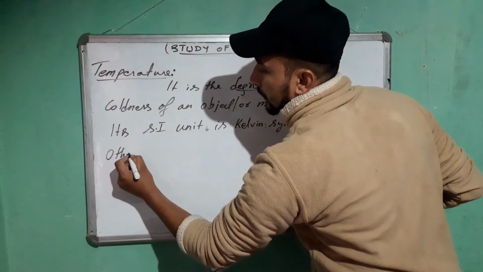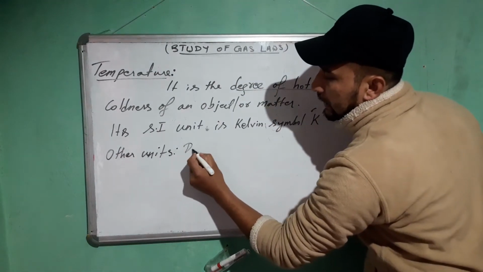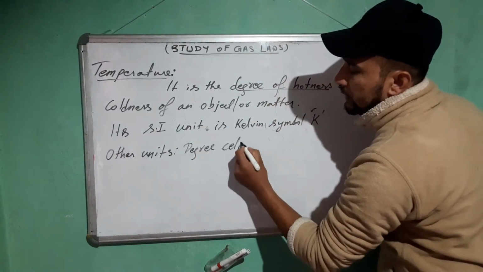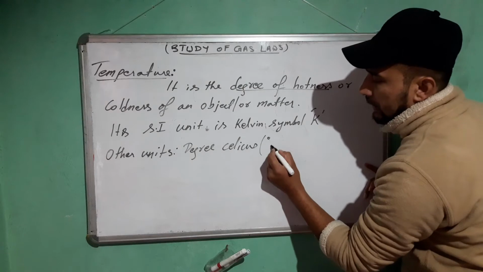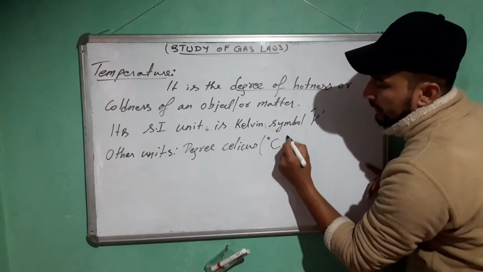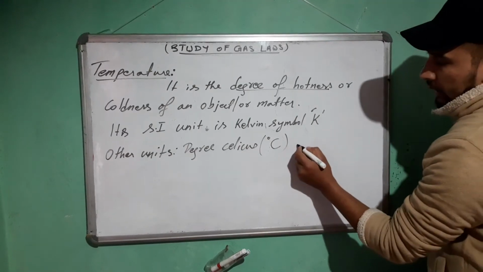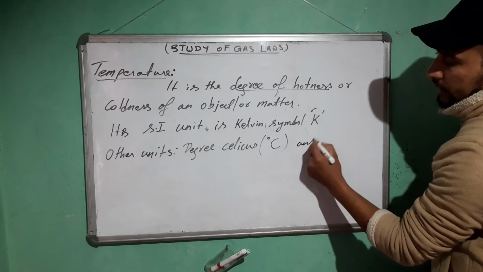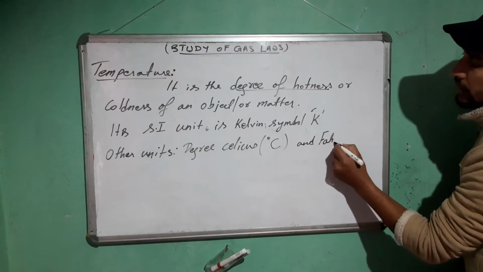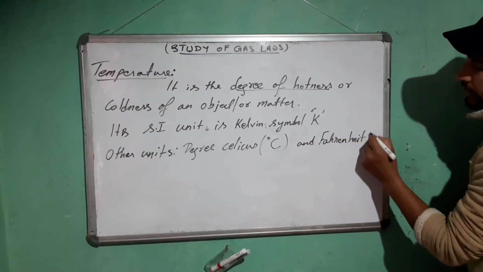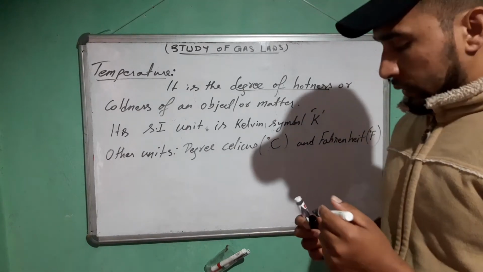Other units is degree Celsius, or sometimes we say degree centigrade also. Okay, so degree Celsius, symbol is degree capital C, or you may say degree centigrade also. And another unit, next is Fahrenheit. Its symbol is degree capital F. Fahrenheit is also there.